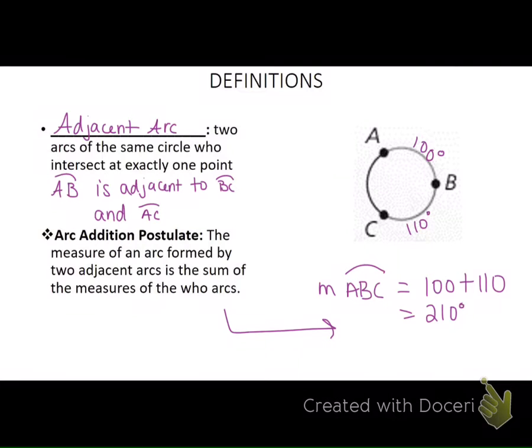Remember, if it's 2 letters, you do the shortest distance, because that means it's a minor arc, so it has to be small. Does that make sense?